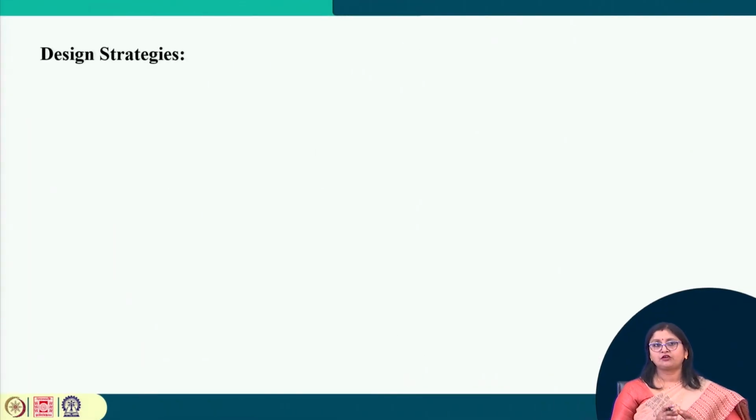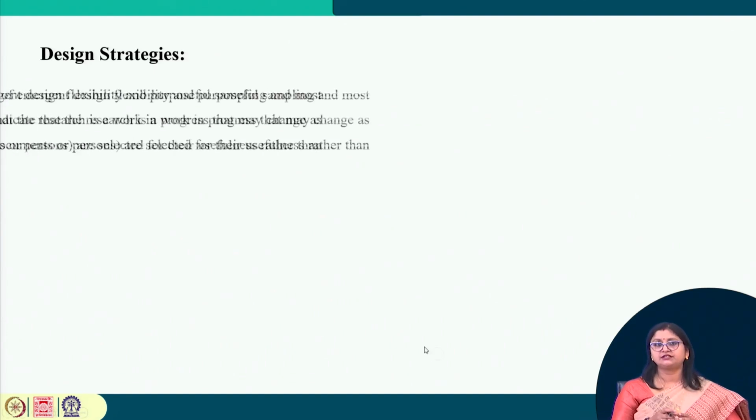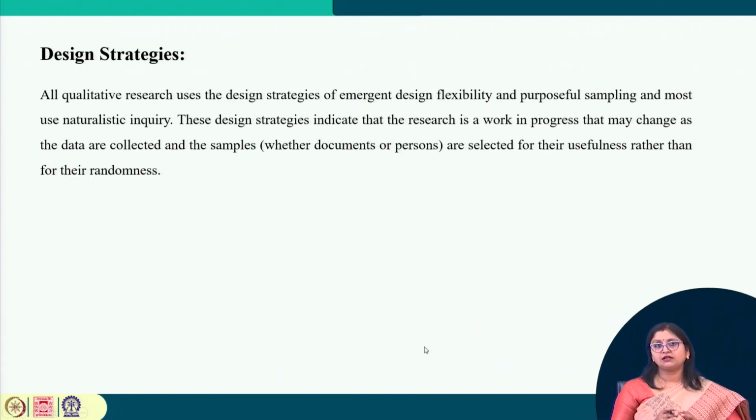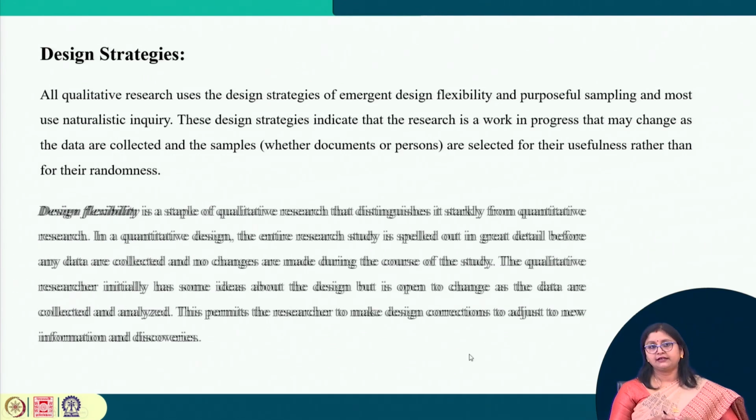So, now we will talk about the design strategies in qualitative research. All qualitative research uses the design strategies of emergent design flexibility and purposeful sampling, and most is naturalistic inquiry. These design strategies indicate that the research is a work in progress that may change as the data are collected, and samples, whether document or person, are selected for their usefulness rather than for their randomness.